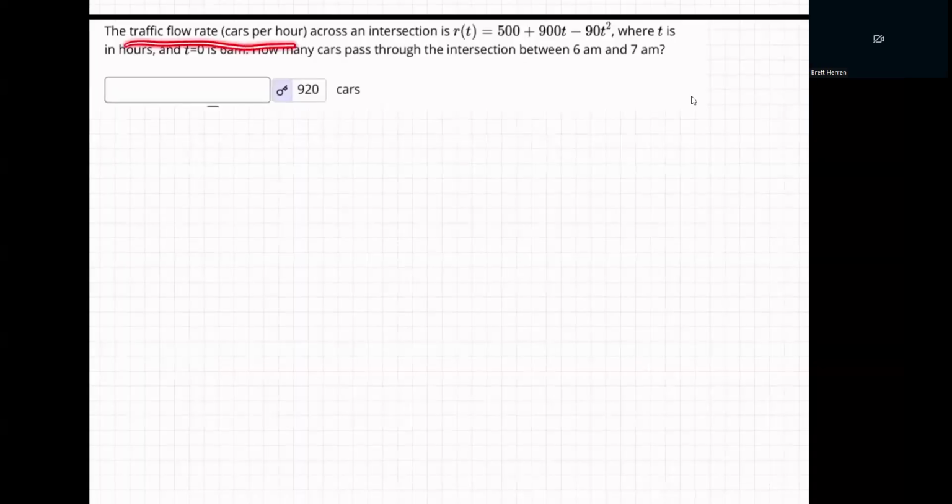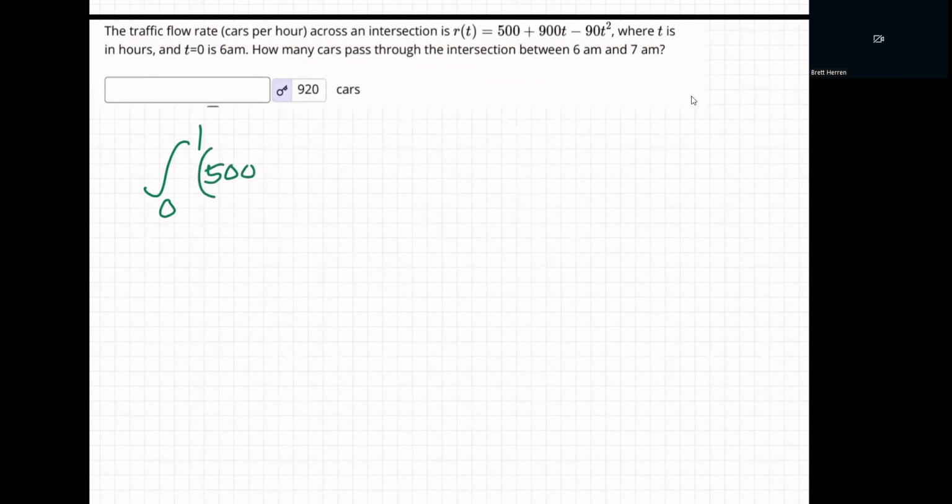The traffic flow rate, in cars per hour across the intersection, is given where t is in hours, and t equals 0 is 6 a.m. How many cars pass through the intersection between 6 a.m. and 7 a.m.? Well, to figure that out, we're going to have to integrate from 0 to 1. How do I know that? Let me first write it and then I'll explain.